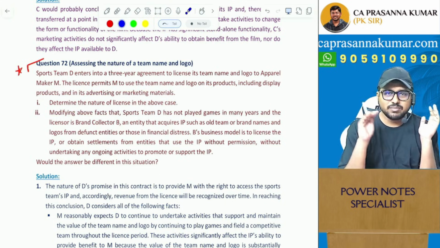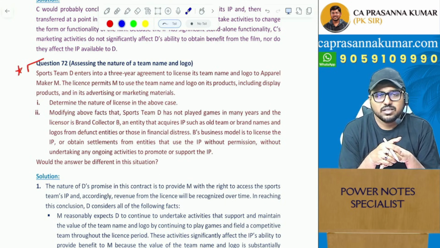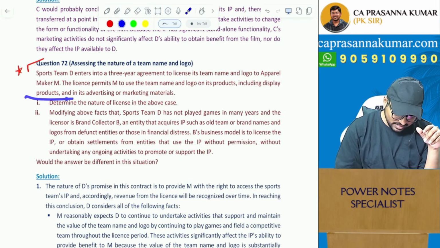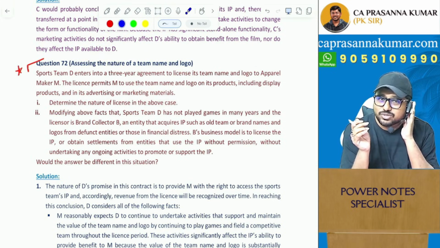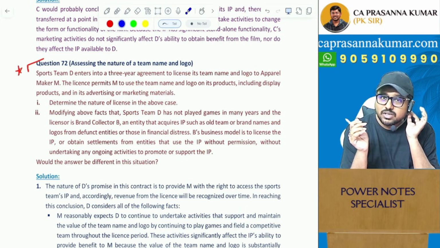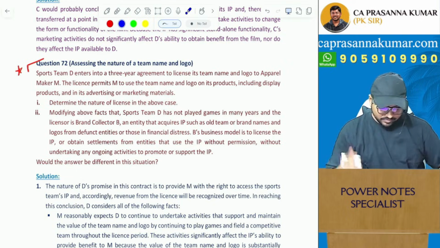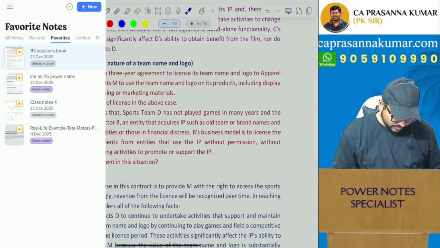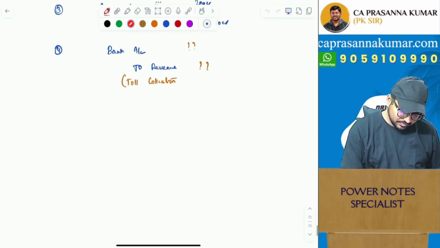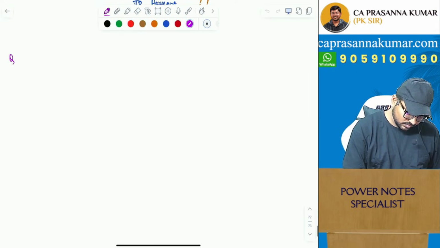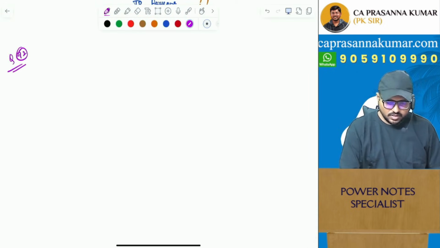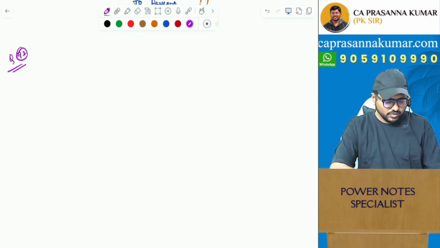Now, if I tell you something like this, can you understand? You can't understand anything. Sir, how, sir? Just by reading 3 lines, how are you able to come to that conclusion? I'm not able to understand. Then it means that we need to dig deeper. So let's start solving question number 72. Do along with me.